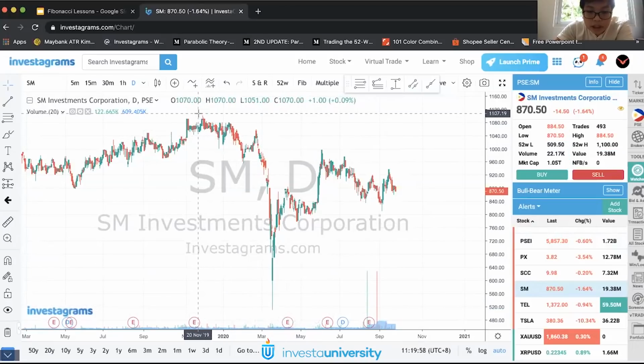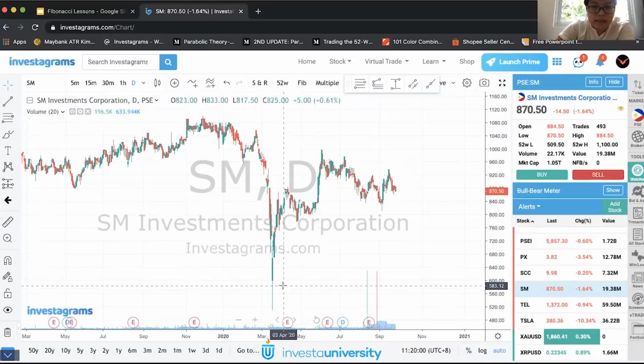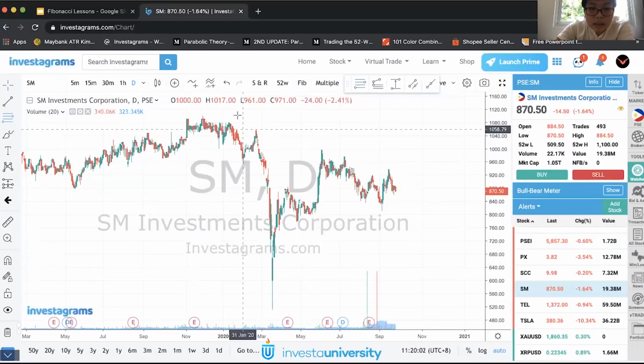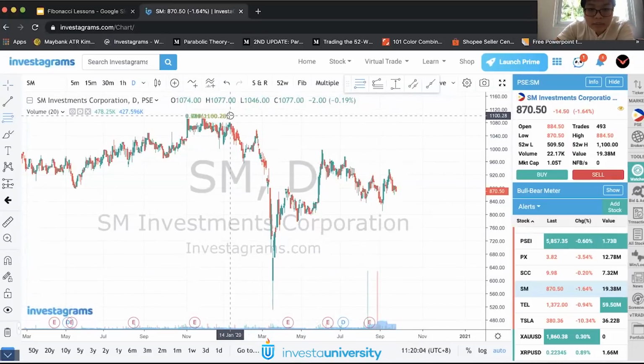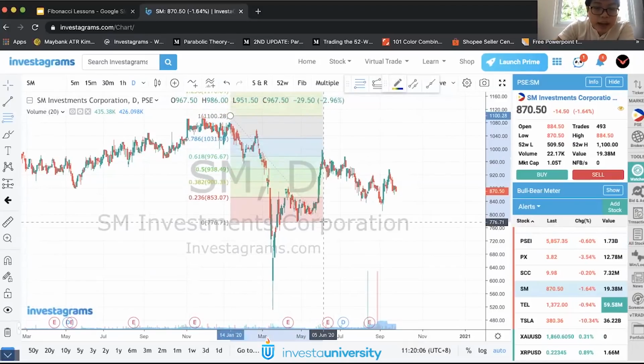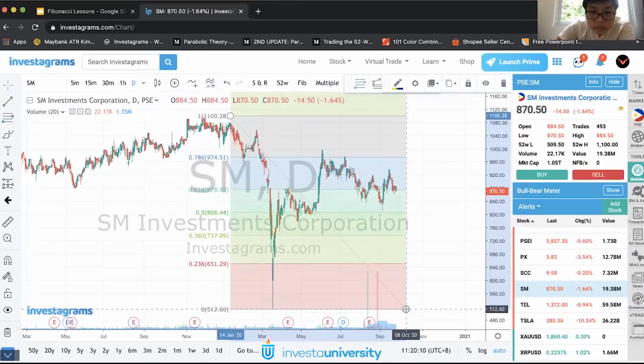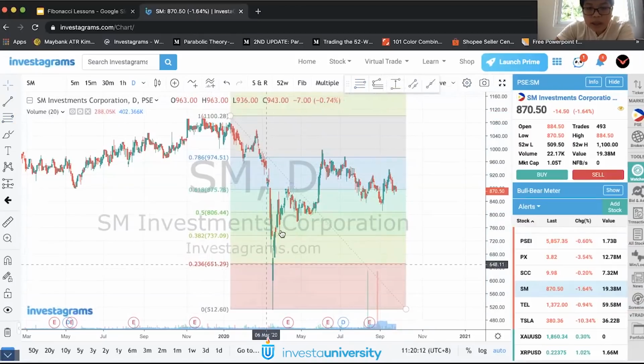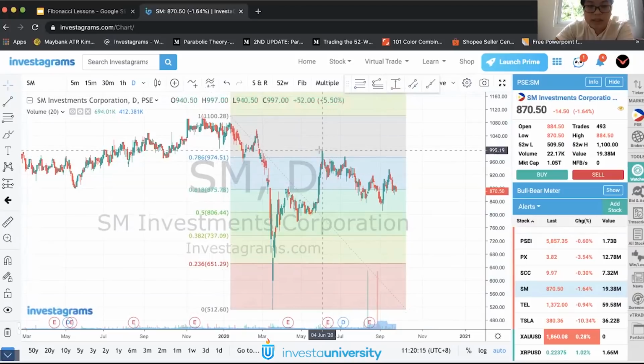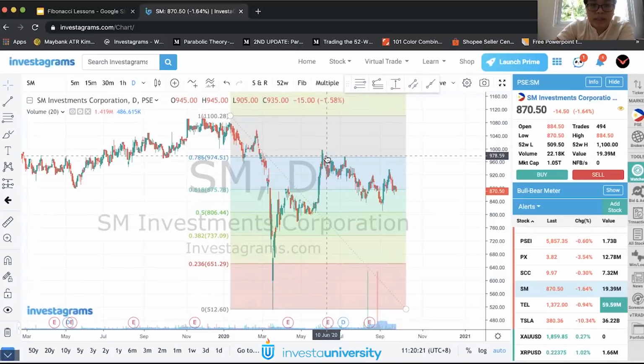Or at the same time, pwede rin ito kung we're finding resistance. Let's try yung resistance. So, plot tayo dito. Significant high to significant low. Okay, so makikita nga natin na nagre-reject yun si price at 786. So this is one way of using the Fibonacci indicator, again as a resistance.